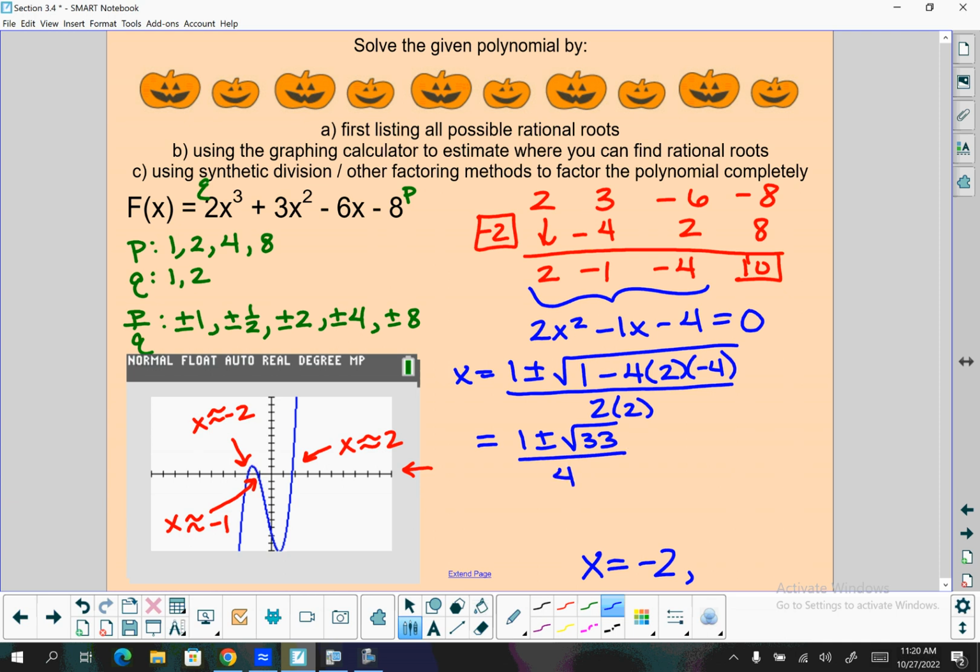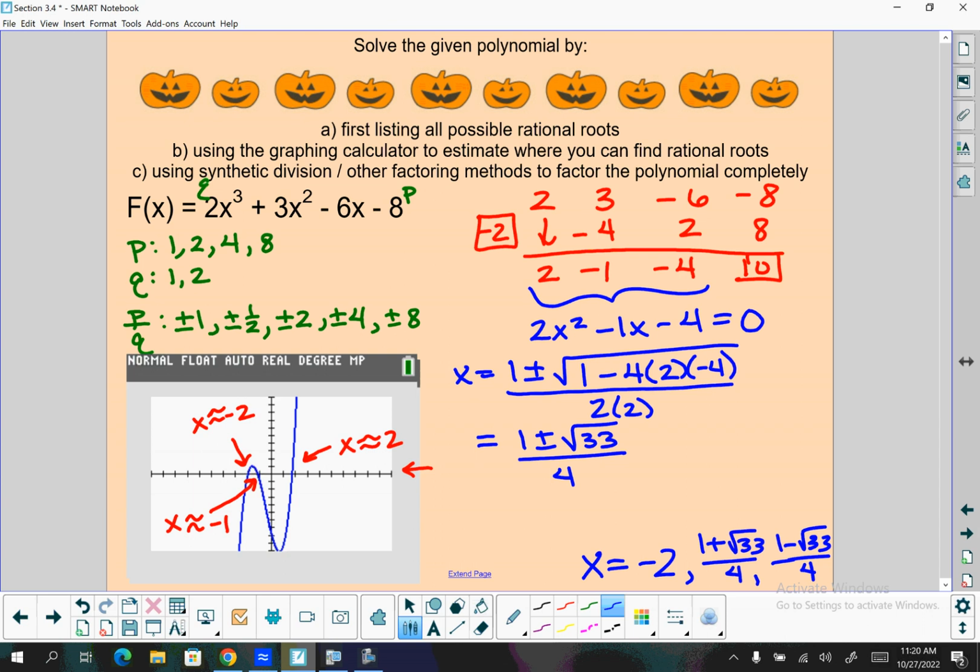Does square root 33 reduce? Does a perfect square divide evenly into that? No, it's a prime number. So those are my other 2 answers. 1 plus rad 33 over 4, and 1 minus rad 33 over 4.